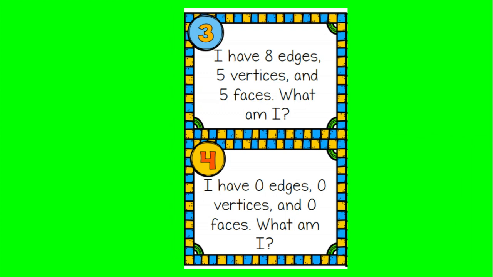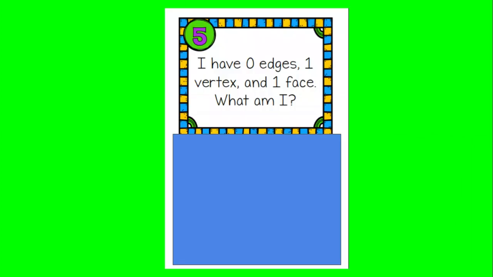I have 0 edges, 0 vertices, and 0 faces. What am I? Well, there is only one shape that has none of those things, and that is a shape that is very different from all the other ones we looked at. What shape do you think is the answer to this riddle? If you said sphere, you got it, and you are becoming a shape expert.